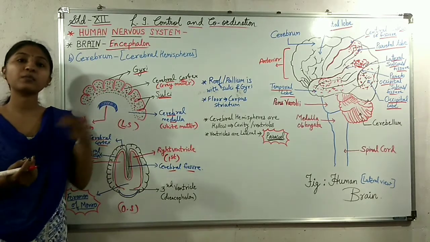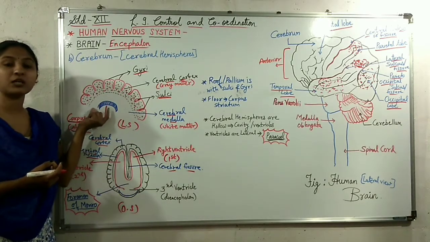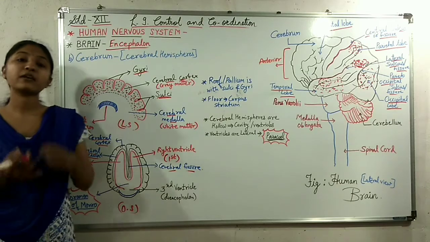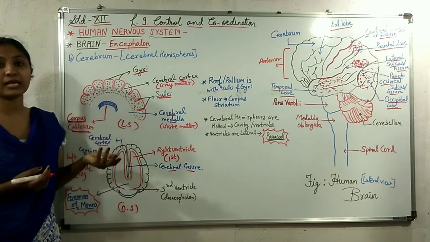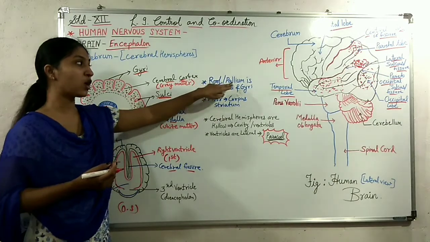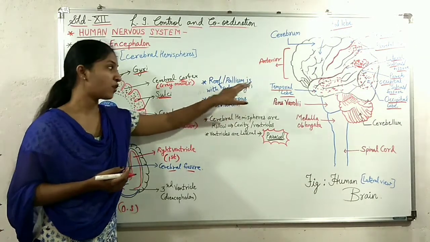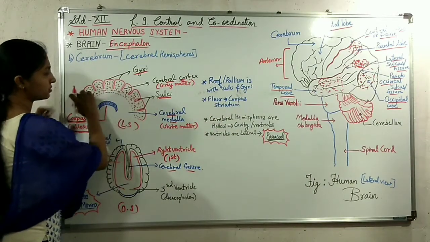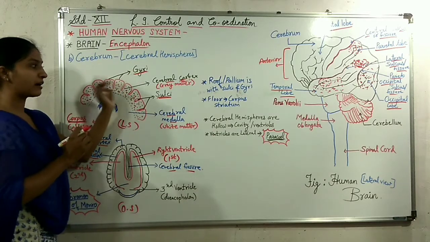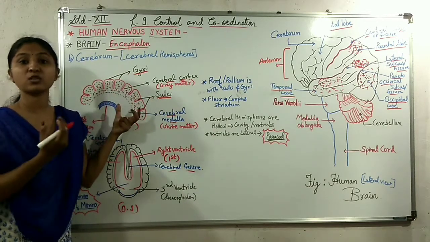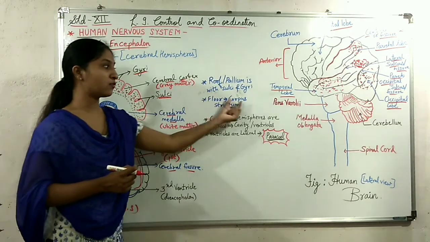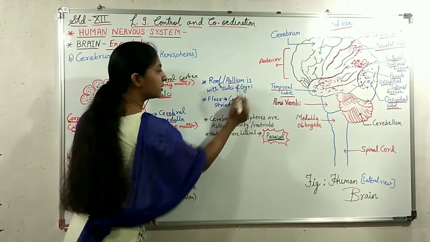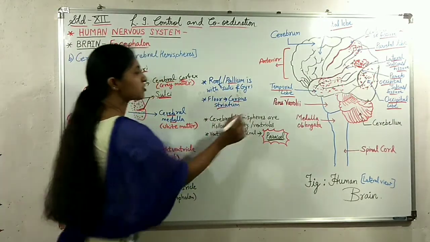And the two cerebral hemispheres are connected with each other by a C-shaped structure called the corpus callosum. Now, these cerebral hemispheres have a roof as well as a floor. The roof is called pallium and it is made up of sulci and gyri. The roof of the cerebrum is made up of gyri and sulci. Depressions and ridges can be seen on the roof of the cerebrum. Whereas the floor is called the corpus striatum. The roof is called pallium and the floor is called corpus striatum.